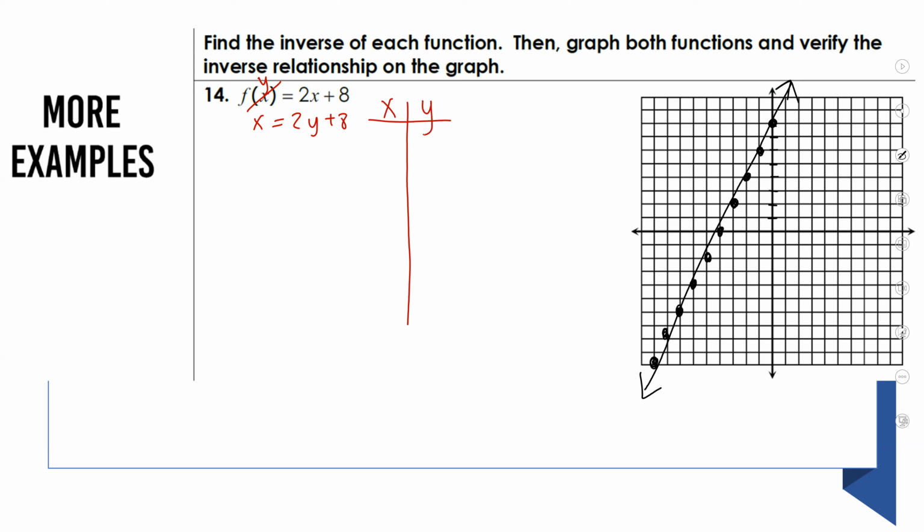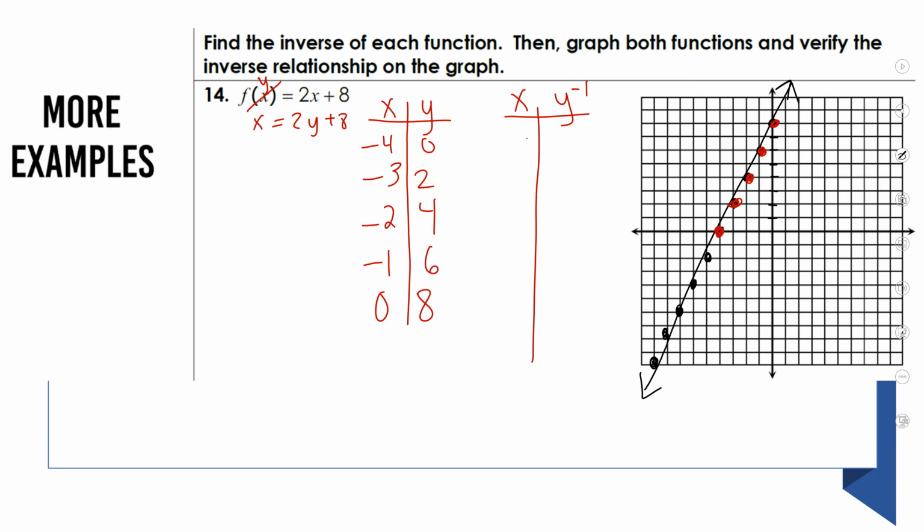So the points that I have on my line, this point right here is -4, 0. This point right here is -3, 2. This point right here is -2, 4. This point is -1, 6. And this point here is 0, 8. What do you think you're going to do to get the inverse?